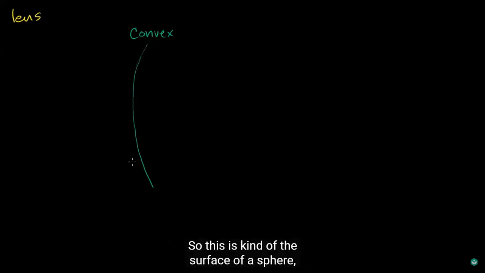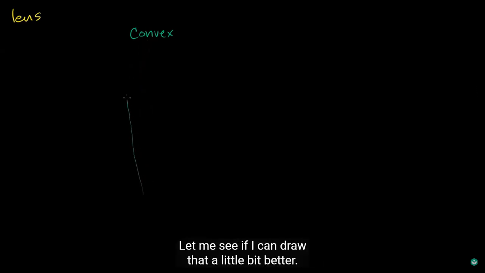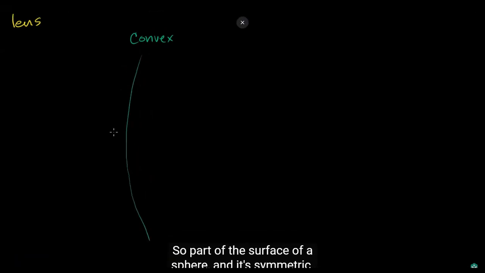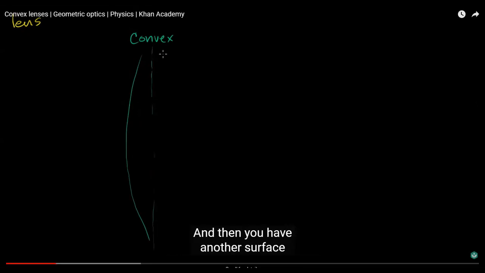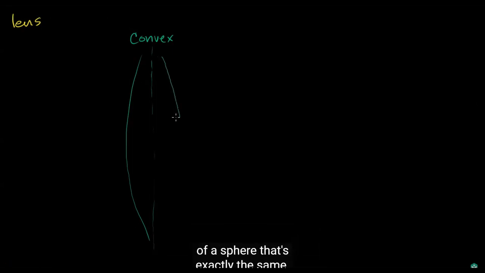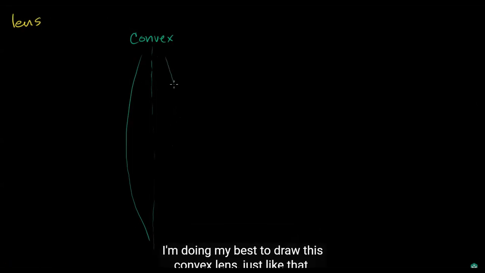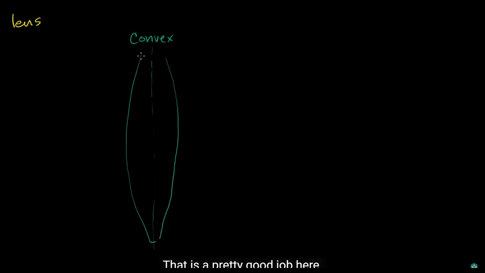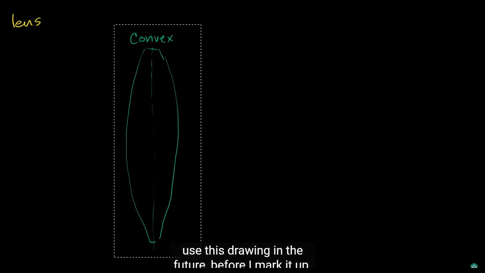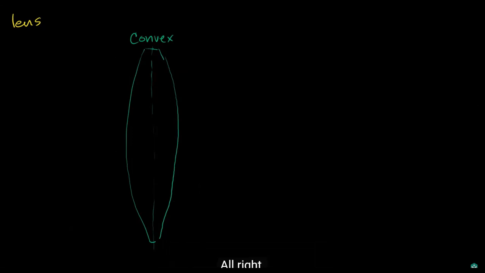So this is the surface of a sphere, or part of the surface of a sphere. Let me see if I can draw that a little bit better. Part of the surface of a sphere, and it's symmetric. So it has some center right over here. And then you have another surface of a sphere that's exactly the same. I'm doing my best to draw this convex lens just like that. That's a pretty good job. And let me copy and paste it so I can use this drawing in the future before I mark it up. All right, so I've copied it.